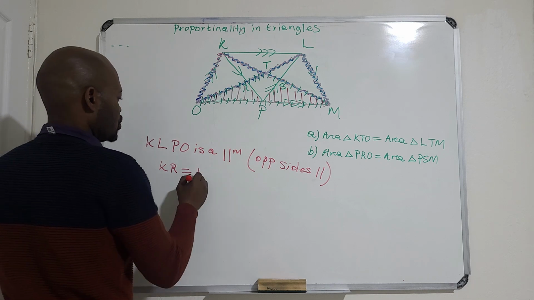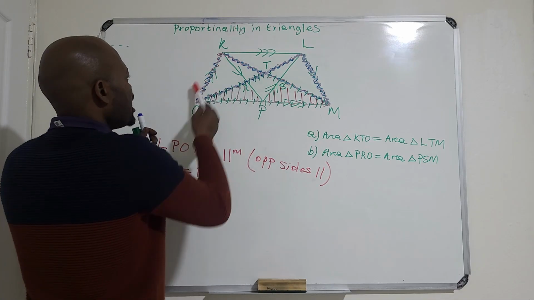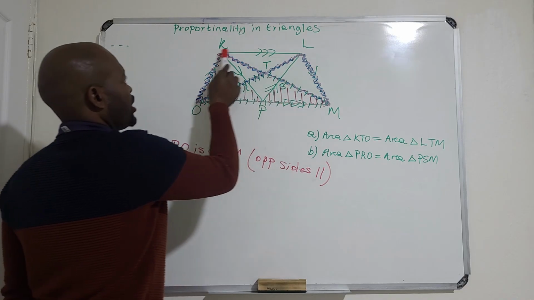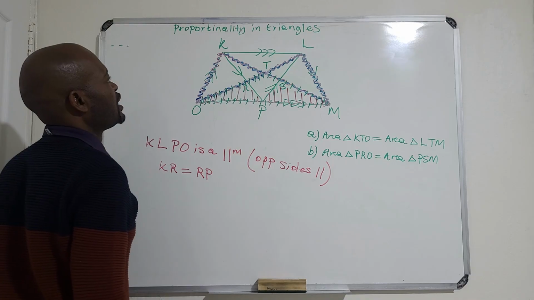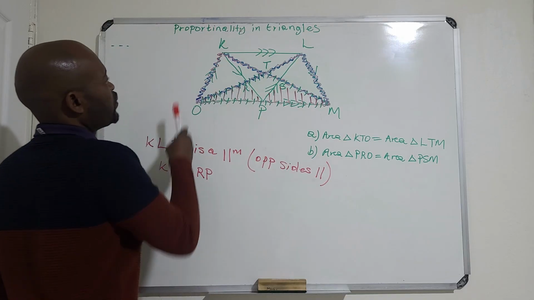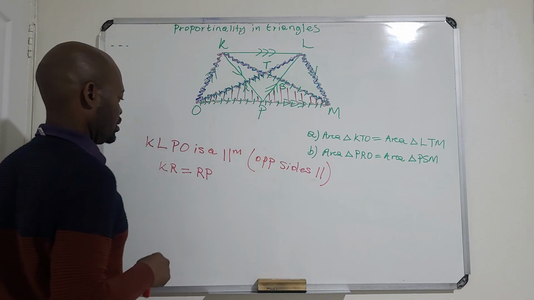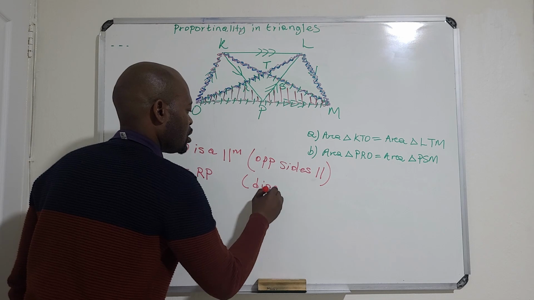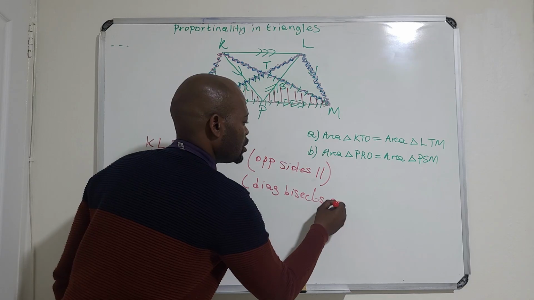KR is equal to RP. We know in a parallelogram, diagonals bisect each other. There, it's a parallelogram. Diagonals bisect each other. Therefore, it means that this is equal to that. Therefore, that is why we say KR is equal to RP. Reason: diagonals bisect each other.